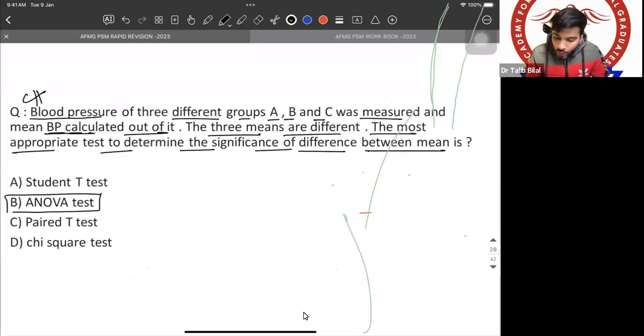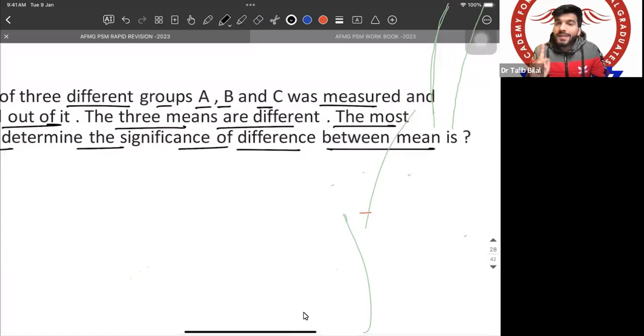One more thing. I told you, whether you see mean or standard deviation, what tests are you going for? Quantitative significance tests, whether it's a paired test, an unpaired test, or ANOVA test. See, three means are different. But if the question mentions percentage or proportion, you are going to the other test. That is what we are going to discuss: chi-square test and sign test.